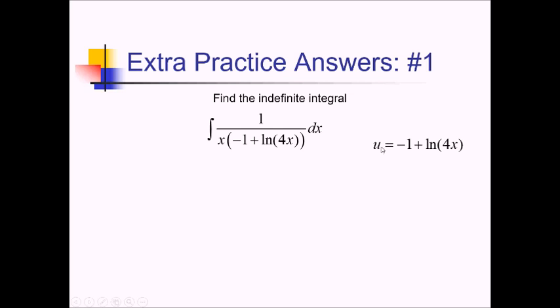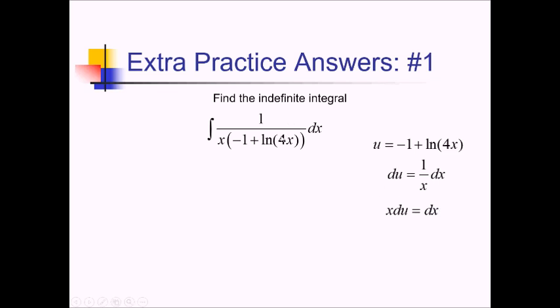So then I can write du equals the derivative of this, which is going to be, let's see here, this -1 is a constant, so that's just 0. Derivative of ln of 4x, that's going to be 1 over 4x times 4, so just 1 over x dx then. So we can write then that x du equals dx.